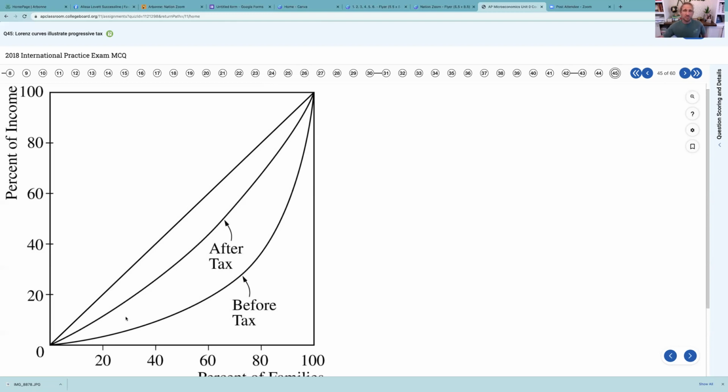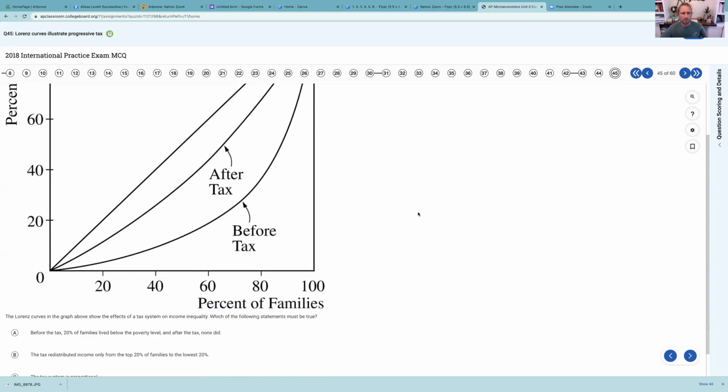But the objective of transfer payments, the objective of our progressive tax system, is to move our Lorenz curve, which is what this is called, closer to that 45-degree line. Again, the 45-degree line is not ideal, but the objective of our progressive tax system and of transfer payments is to move that income distribution closer to that 45-degree line. Hopefully that makes sense. That's the Lorenz curve. You probably won't see it on the AP test. They asked it 4 years ago, apparently, but I'd be surprised if you see it.